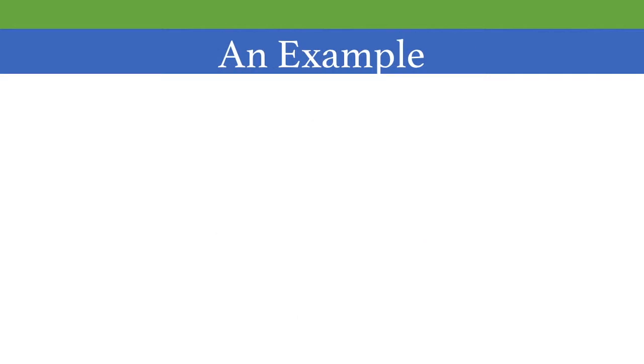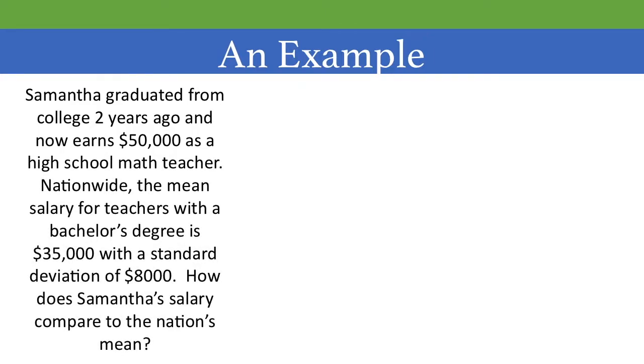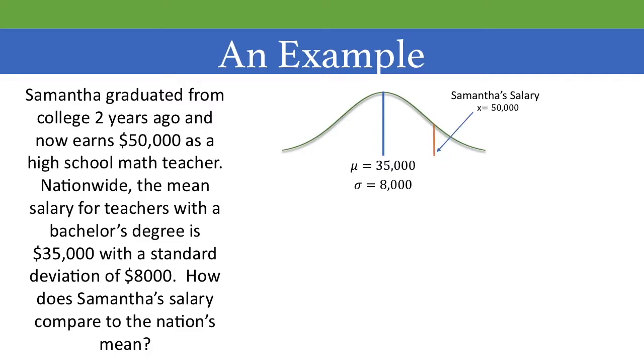Here's our problem. Samantha graduated from college 2 years ago, and she now earns $50,000 as a high school math teacher. Nationwide, the mean salary for teachers with a bachelor's degree is $35,000 with a standard deviation of $8,000. How does Samantha's salary compare to the national mean? First, we draw a picture, and we're going to add in the information we know. So we have a nationwide mean of 35,000 and a standard deviation of 8,000. And we know that Samantha's salary of 50,000 is above the mean.